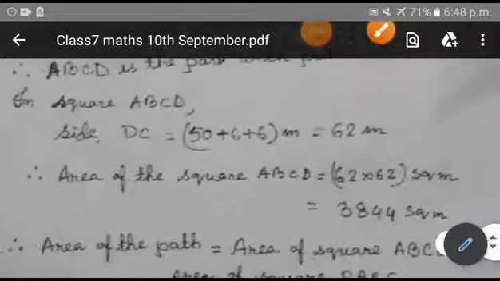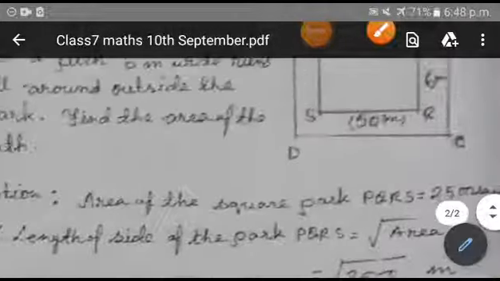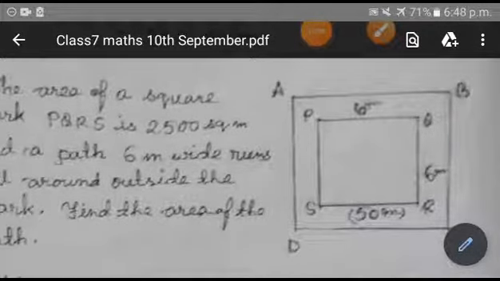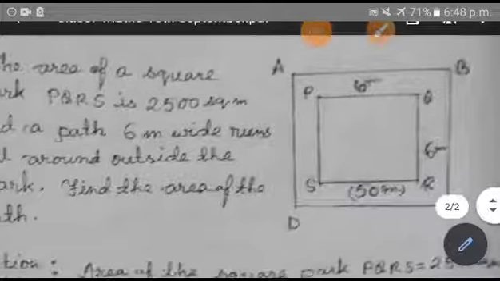So that means children, in these types of sums, when the sides of a rectangle, that means the length and the breadth, are given, or the side of the square is given, in that case you will have to take out the length of the side or the length and breadth of the interior or external rectangle. Then, in order to find the area of the shaded region, you simply subtract the area of one rectangle from the area of another rectangle.